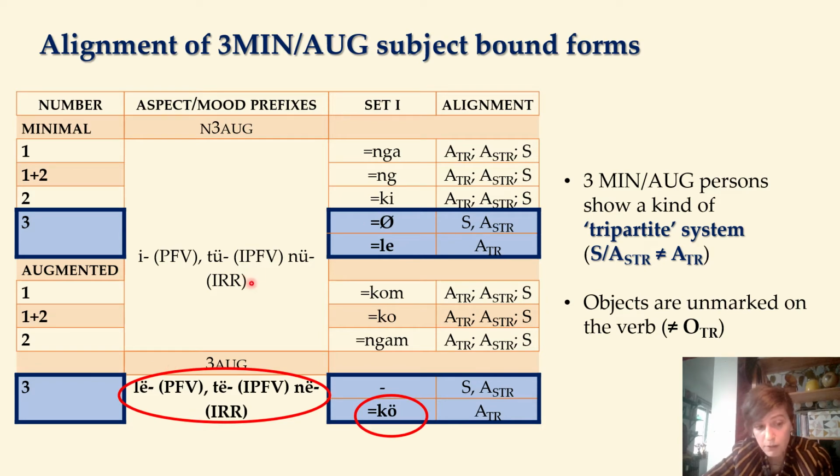Likewise, with the third person augmented, we have the transitive agent, which is marked by the enclitic k, and the S argument and the semitransitive agent, which are expressed by the portmanteau subject prefixes only.